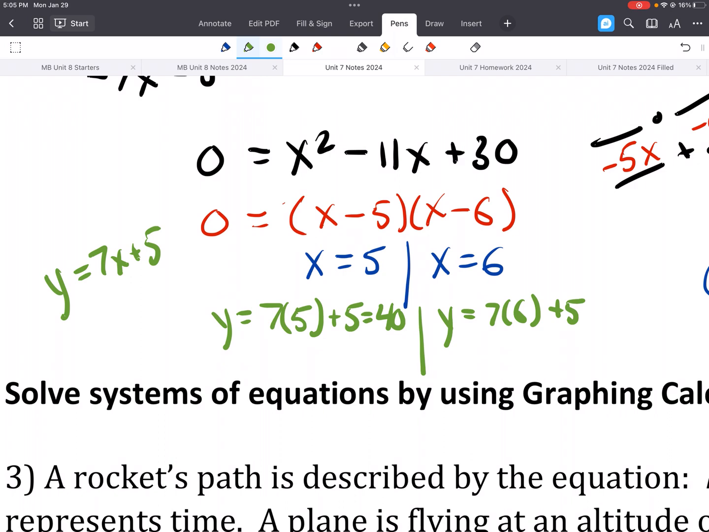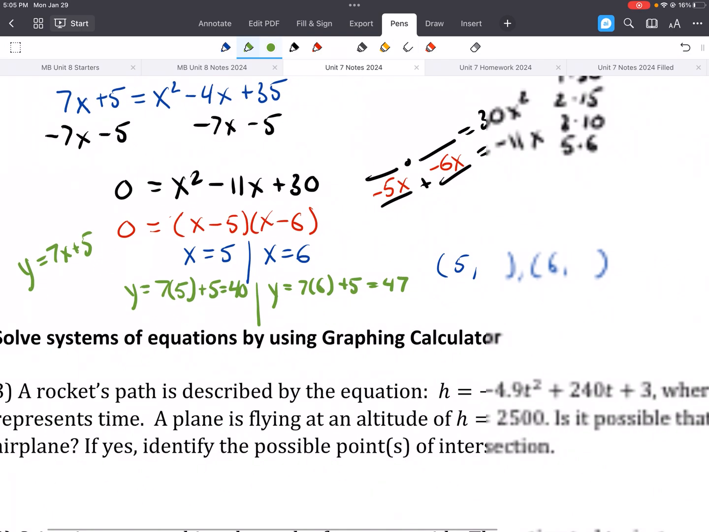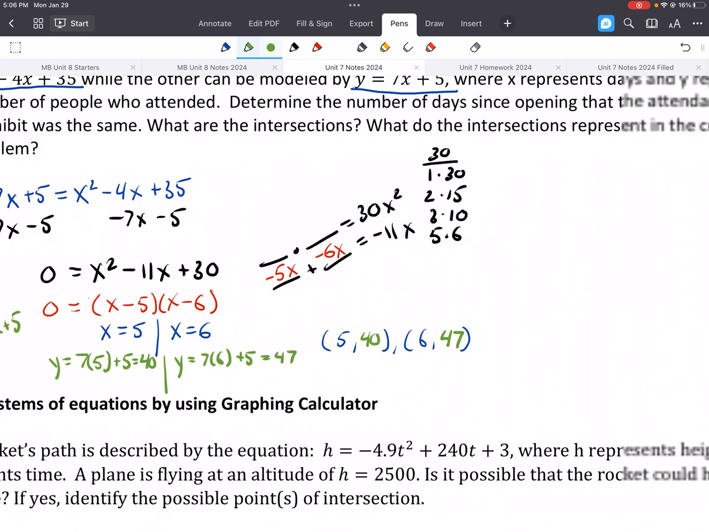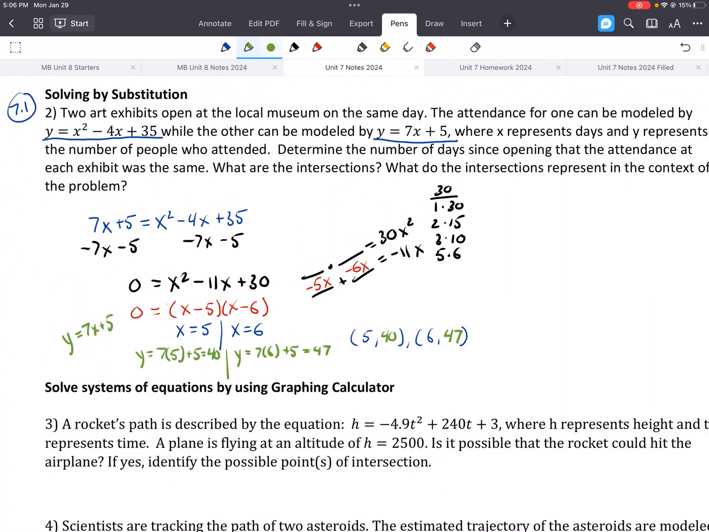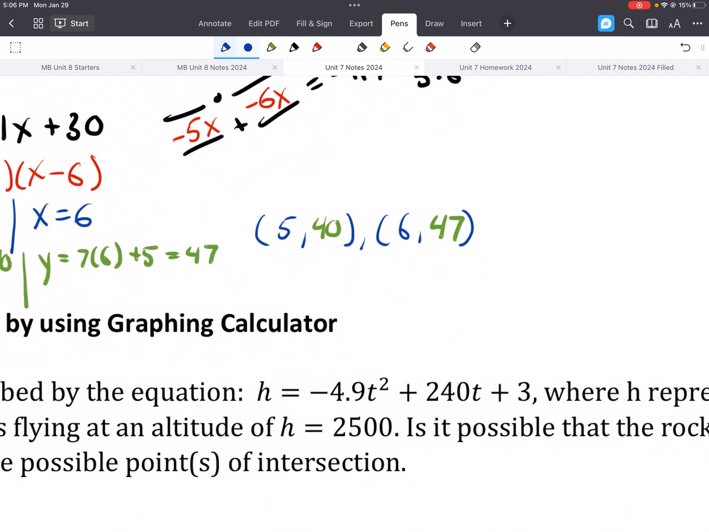And again, you're welcome to use your calculator if you need to. So 6 times 7 is 42 plus 5 is 47. So then our two solutions here would be (5, 40) and (6, 47). So let's answer, what do those represent? Okay, so again, it says here that x represents days and y represents the number of people that attended. So what does this mean in the context of the problem?